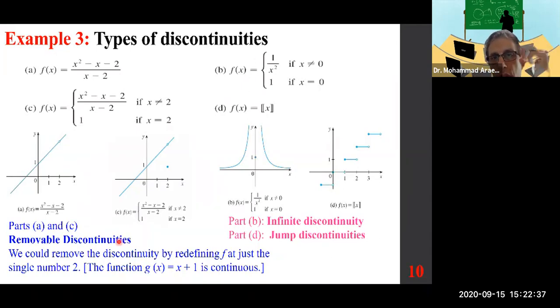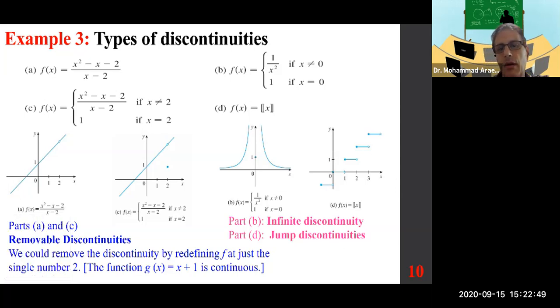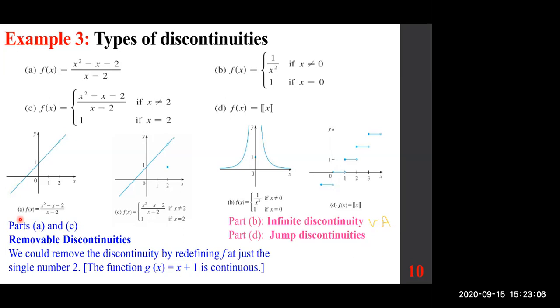So removable discontinuity, vertical asymptote, we write VA or vertical asymptote, or we have a jump, okay? All right, so those are the types of discontinuities. Let's move on.